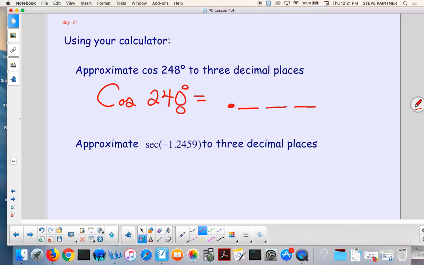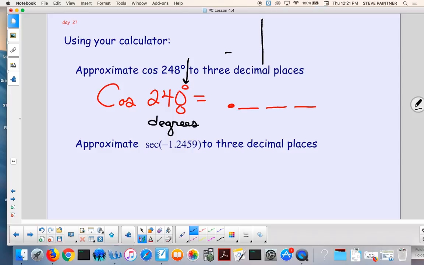First of all, cosine of 248 is an angle. It's in what right now? Radians or degrees? How'd you know it's degrees? It's got a degree symbol right there. That's a dead giveaway. Get your calculator in degrees. If it's in radians and you punch this in, you've got the wrong answer.